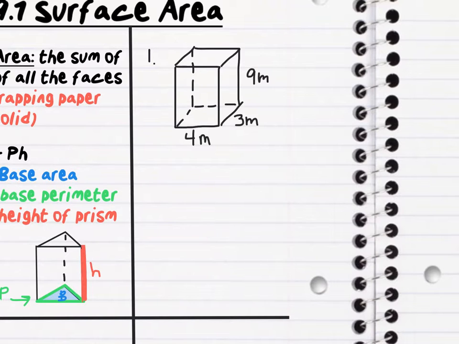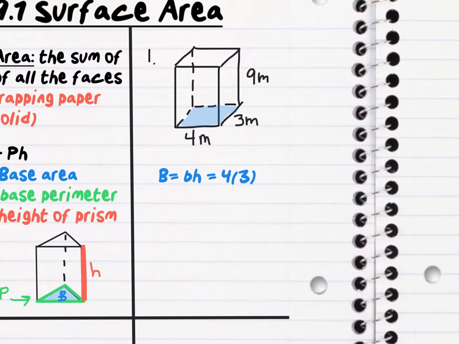Now we're going to label our dimensions. 4 meters, 3 meters, and 9 meters. Okay, so we're going to try to find the surface area of this prism. And the first thing you want to do is look for the base area. The bases on a rectangular prism is always going to be a rectangle. So I shaded in the base for this prism. It's going to be this. And now we have to find the area of that rectangle.